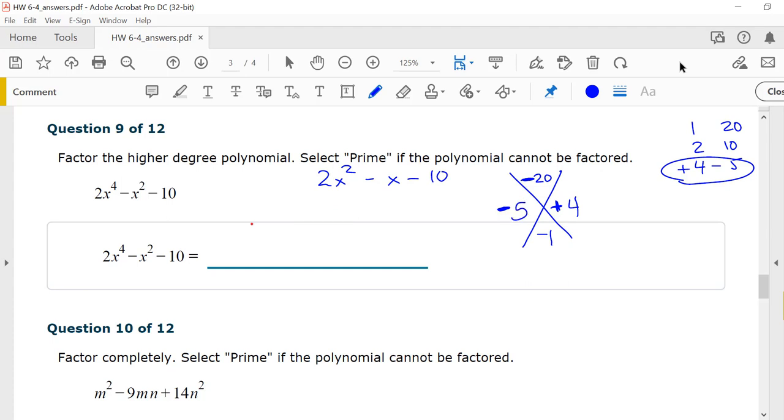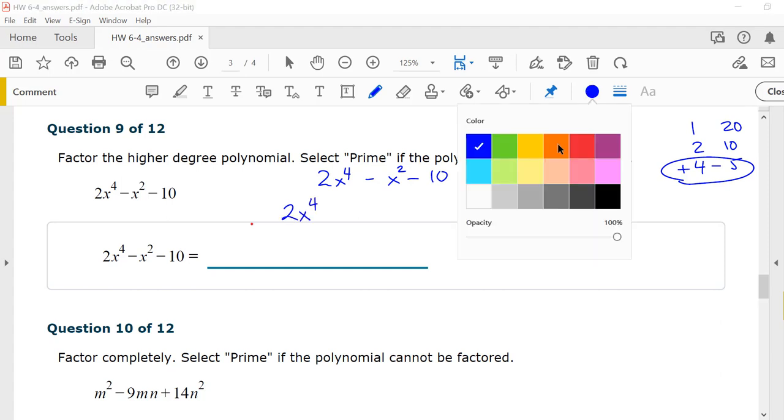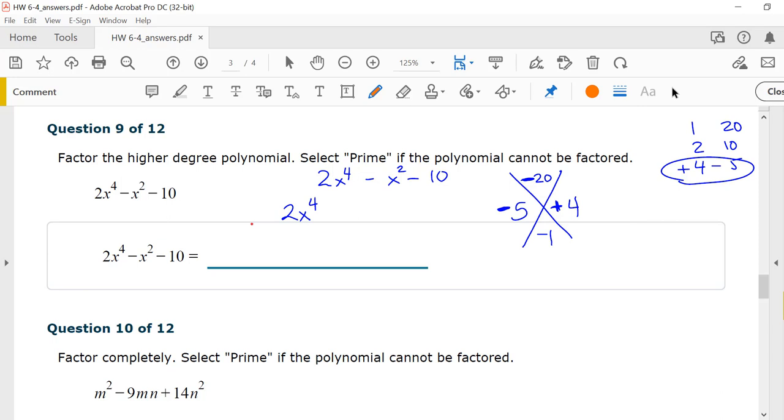I'm going to go over here and write what we actually have. So nothing is different. We did it just the same. But instead of writing 2x to the 4th minus x squared, the only thing I'm going to change, I'm going to rewrite 2x to the 4th. Now instead of negative x squared, I'm going to write negative 5x squared plus 4x squared. That was to replace this negative x squared. And then I still have minus 10. So I did everything just the same.